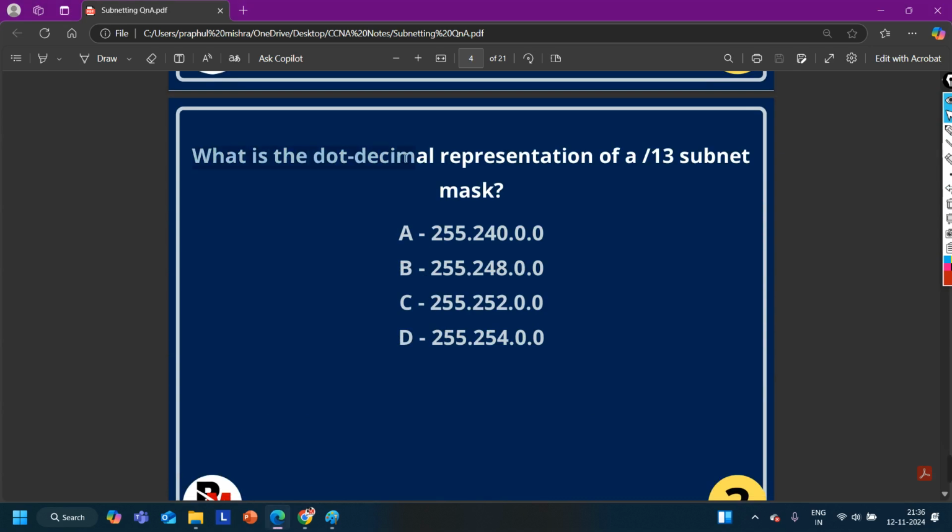This question: what is the dotted decimal representation of slash 13? Slash 13 means how many bits are there in the second octet? How many bits are there in the second octet?